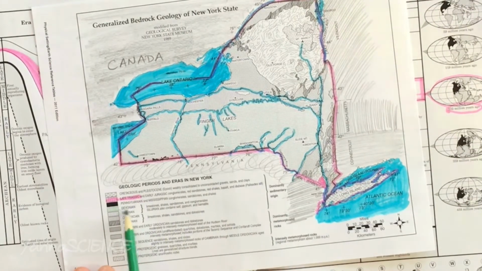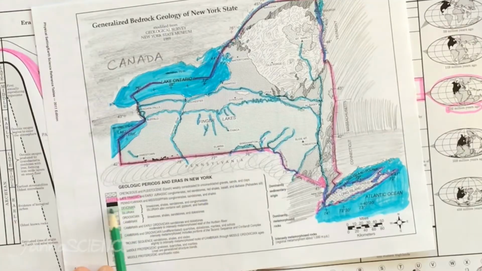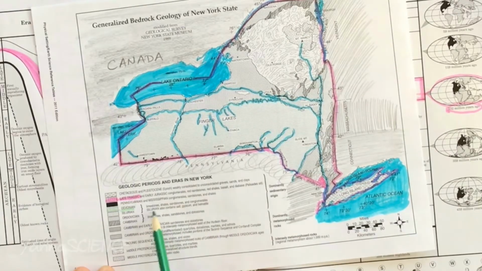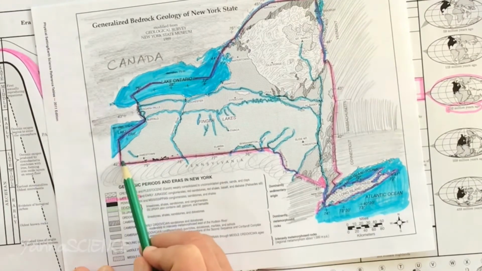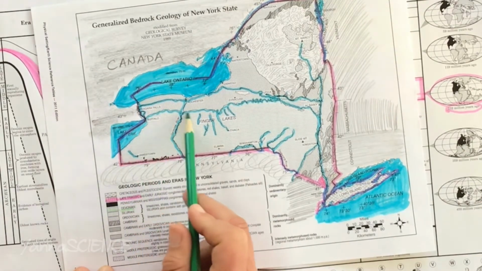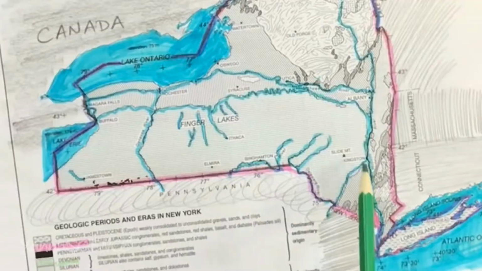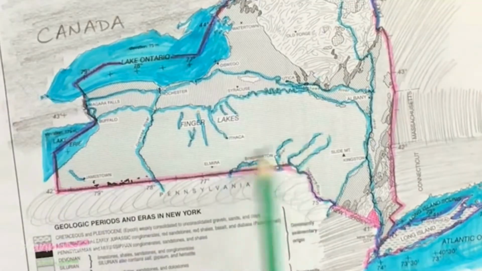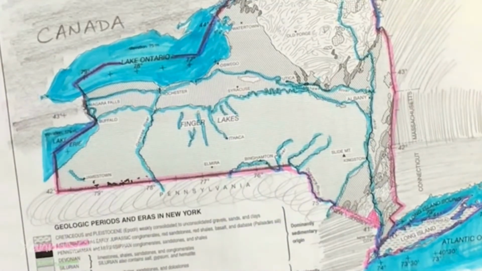What kind of rocks are in this Devonian bedrock? We have limestones, shales, sandstones, and conglomerates. The Silurian also contains salt, gypsum, and hematite, but we're going to ignore that because we're talking only Devonian. Where could we find this fossil? Any place that has the symbol for the Devonian. So all of this, with all these nice little dots, this whole area has rocks from the Devonian.